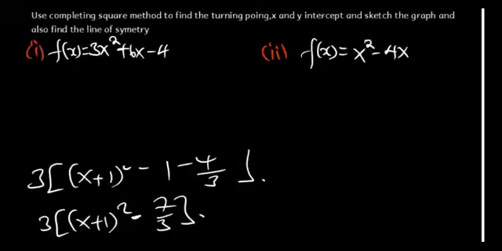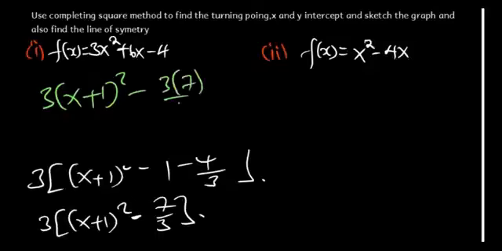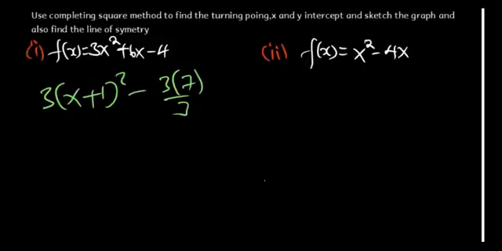So if I distribute 3, I'm going to have 3(x plus 1) squared minus 3 times 7 over 3. Now the 3 and 3 can go. We are going to have this, minus 7. The 3 and 3 will go. We are going to have this.